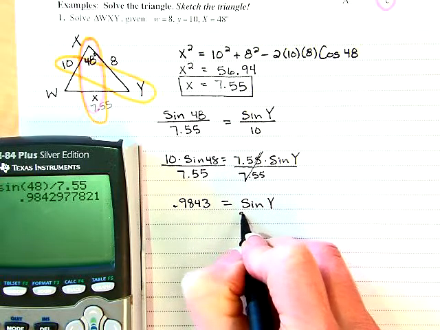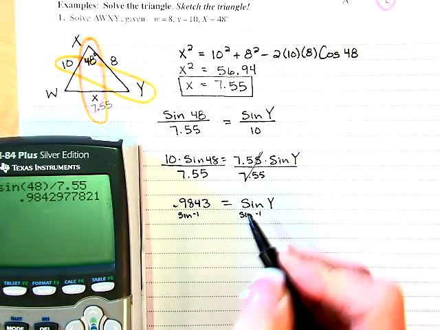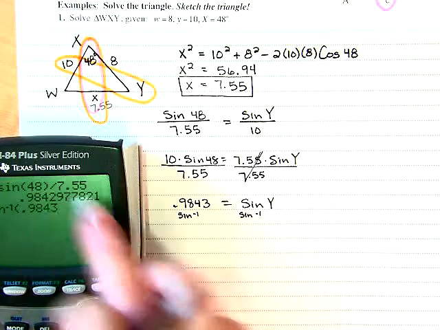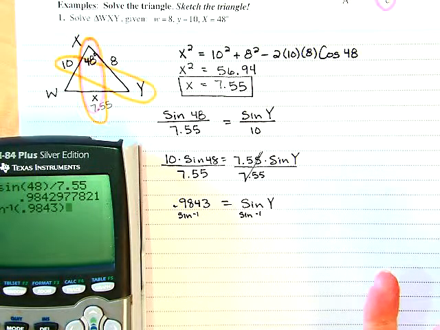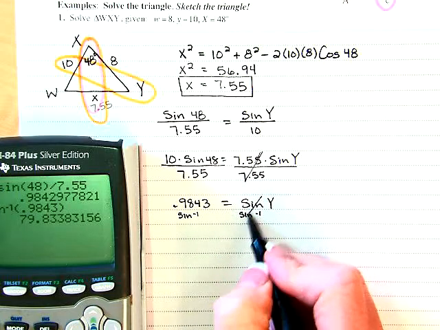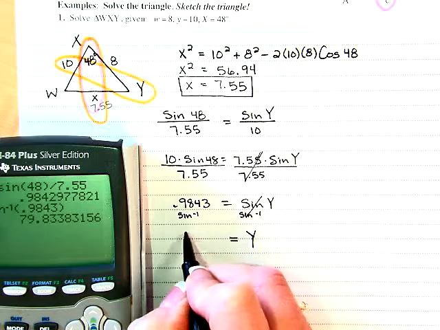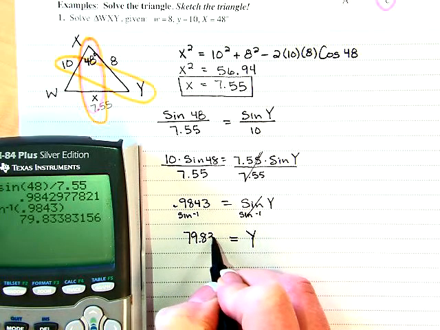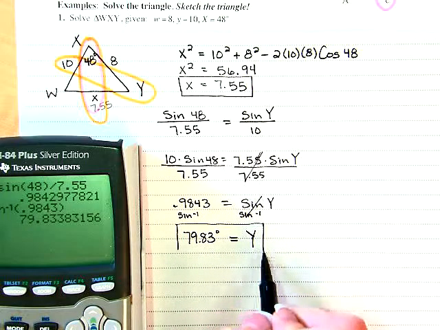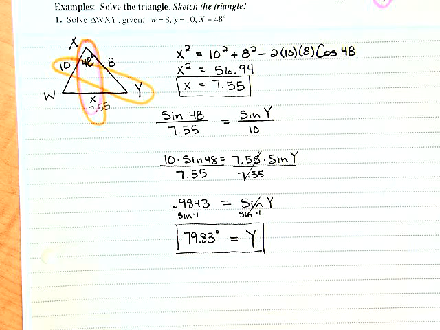And then to undo a sine, we do an inverse sine of 0.9843. So second sine 0.9843. Again, you could just grab that previous answer, but as long as you go 4 decimal places, you should be safe. So that means that angle y, because this cancels out, so we're left with y equals 79.83 degrees. All right, so there's our second piece of information. And I'm going to go back to my triangle again, and I'm going to plug in 79.83.